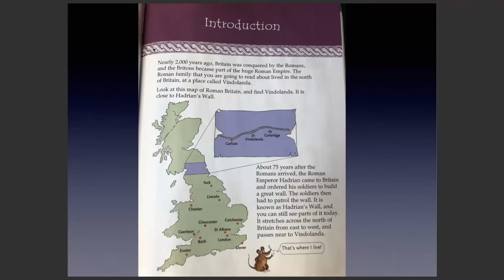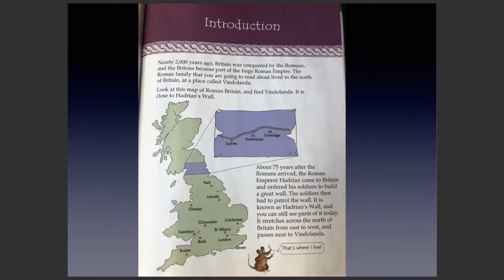So I'll read this very quickly. Nearly 2,000 years ago, Britain was conquered by the Romans, and the Britons became part of the huge Roman Empire. The Roman family that you're going to read about lived in the north of Britain in a place called Vindolanda. And for anybody who wants to know, that just means the land of the wine. So apparently grapes must have grown very well there for wine. It is close to Hadrian's Wall. And then they tell you what Hadrian's Wall is. And actually you can still visit what's left of Hadrian's Wall today in Scotland.